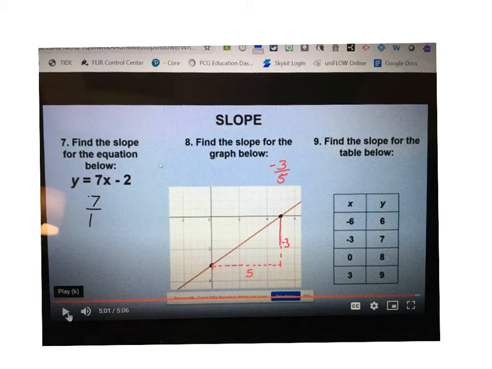because it's rise, which in this case you went down -3, over run, which in this case you went over 5. And then your last one, you just use your formula.